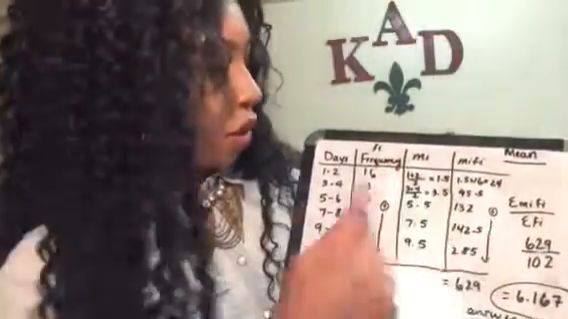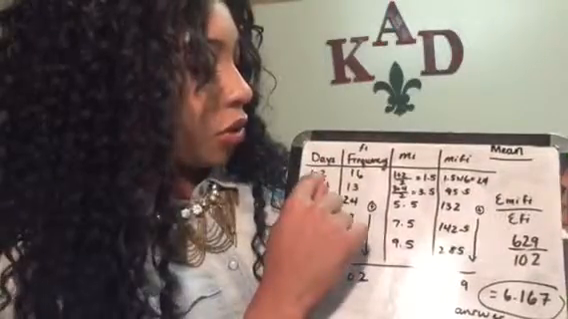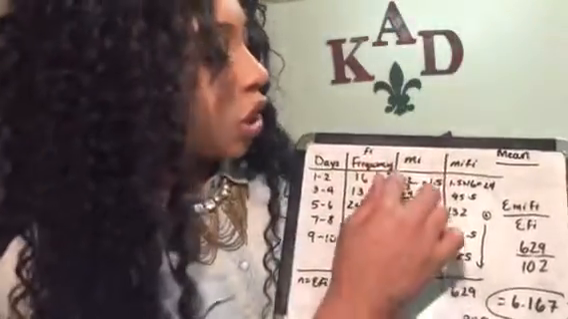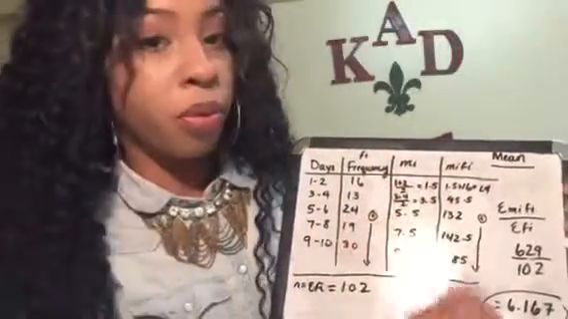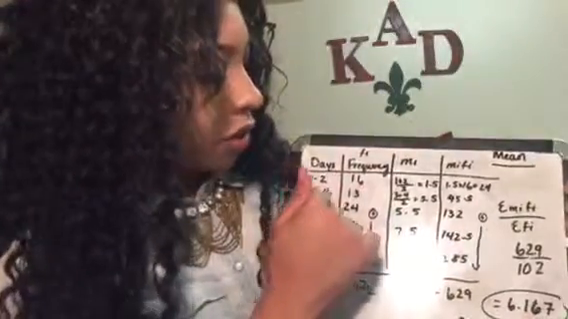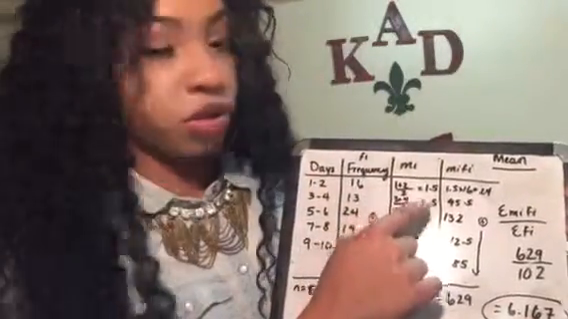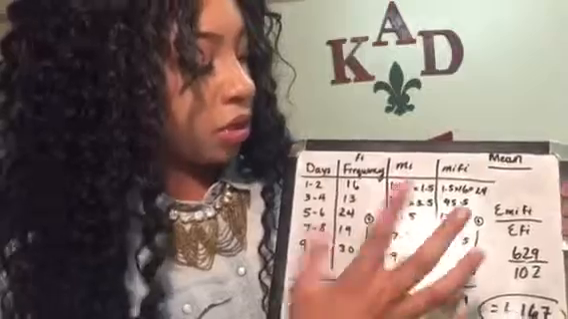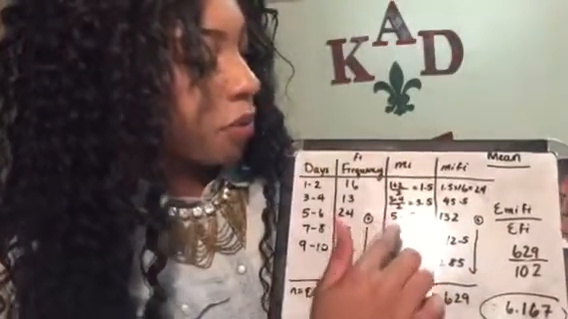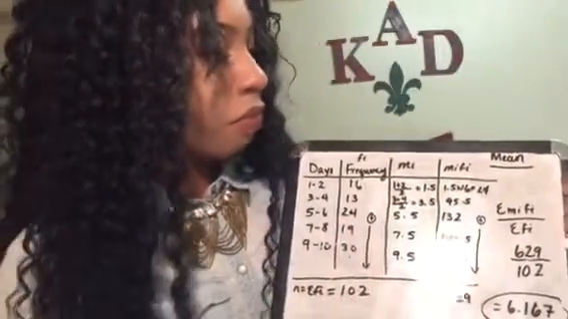And then you want to get the MI, the midpoint. So to find the midpoint, you have to add these two and divide it by 2. So 1 plus 2 divided by 2 equals 1.5. And you do the same thing for the next one. 3 plus 4 divided by 2 is 3.5. You do et cetera on. And this one you got 5.5, 7.5, 9.5.